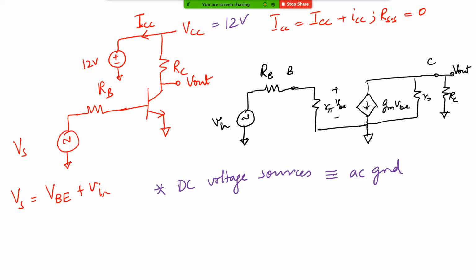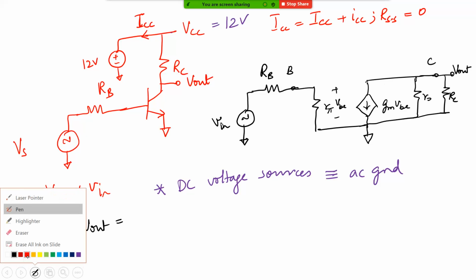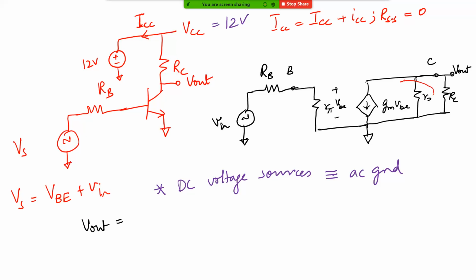Okay. Now, how can we write V out? There are all these things grounded, so for the sake of clarity, I can just connect all of them together. What is V out? V out is basically this current being drawn from the parallel combination of these two resistors, right? Both these currents are flowing together into this current source.